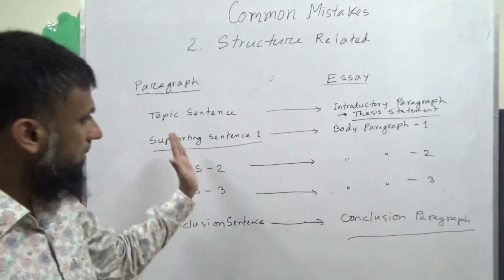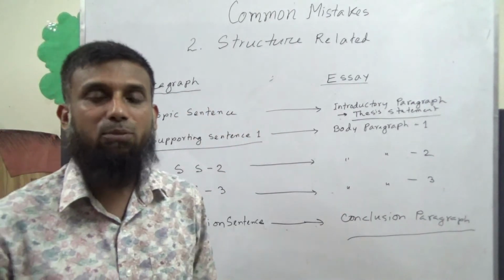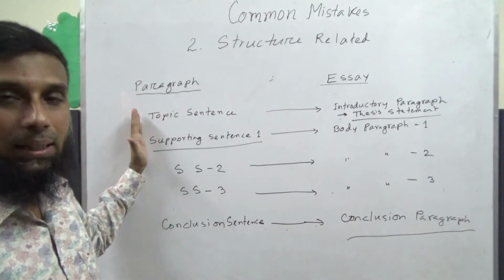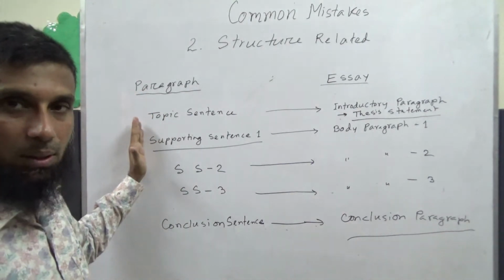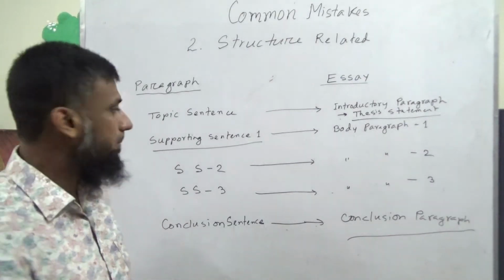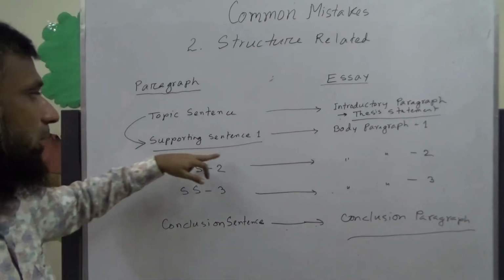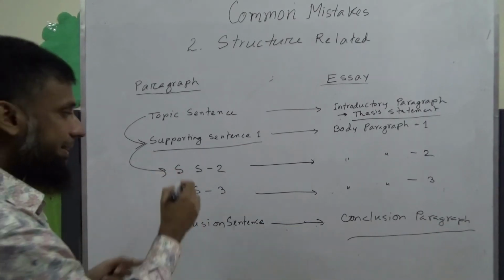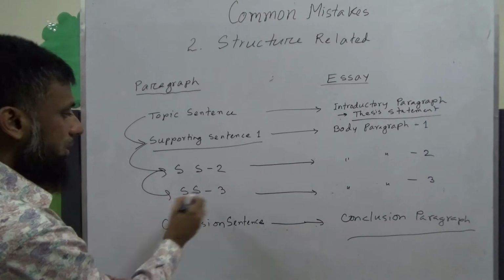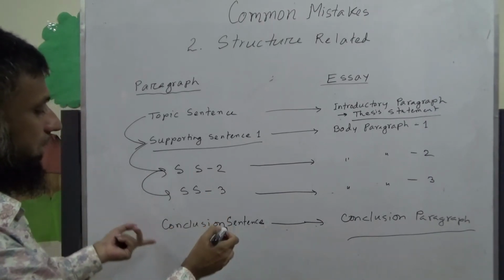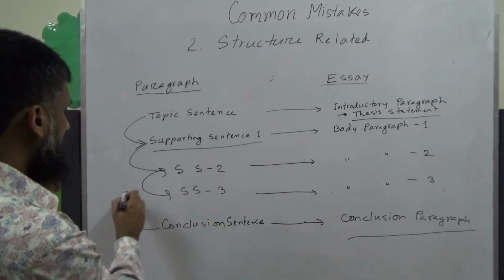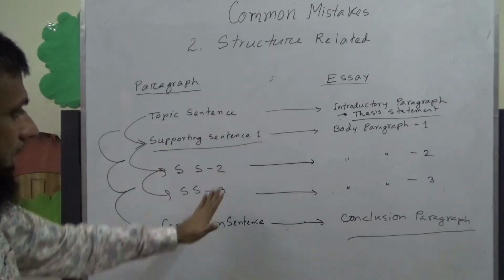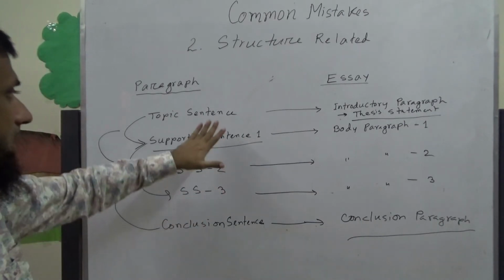So you see that paragraph and essay have their own elements, own structure. And remember, each of these elements or each of these parts are linked together. For example, topic sentence is related to the supporting sentence 1, and supporting sentence 1 should be related to the supporting sentence 2. Supporting sentence 2 should be related to the supporting sentence 3. And conclusion, it concludes the whole idea. So it concludes all the ideas that have been presented in the paragraph.